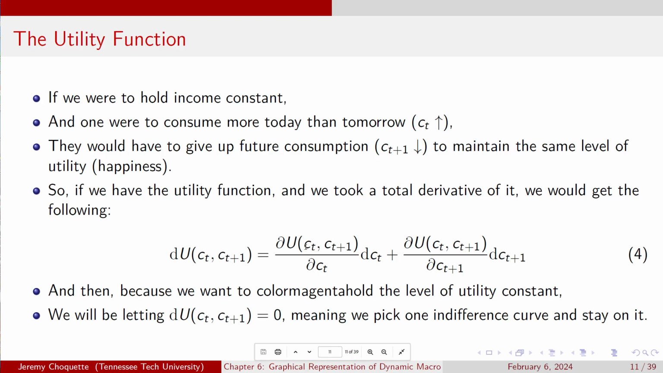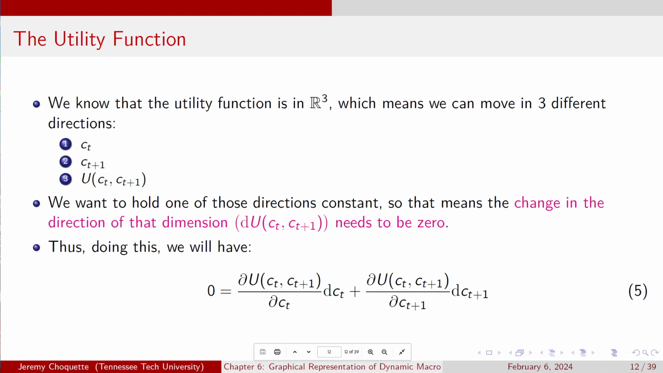What is this? Well, we're looking at the change of utility with respect to C sub t and the change of utility with respect to C sub t plus 1. So I do my partial derivative of U of C sub t and C sub t plus 1 with respect to C sub t, and then with respect to C sub t plus 1. And then if I want to hold the level of utility constant, what I'm doing is letting this dU be equal to 0, meaning we pick one indifference curve and we stay on it. Doesn't matter which one, because regardless of the indifference curve that we're on, it's going to be the same.